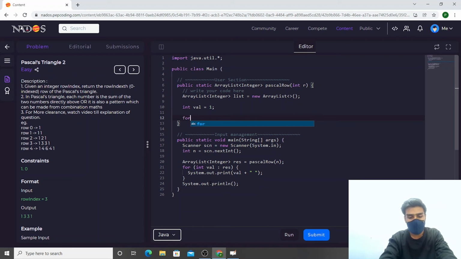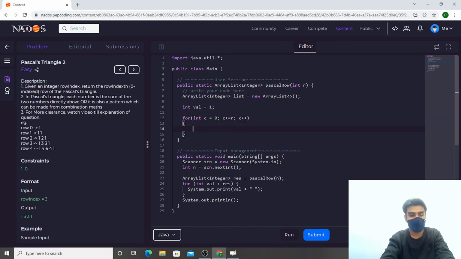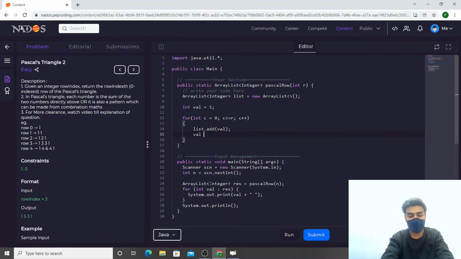So now I will place a for loop over columns, because we have the row r, which is given by the user. Now we have to traverse the columns and create our answer. So I will write c equals 0, c will work till r, and c is incremented. Inside this, firstly I will add my 1, so I will add my value. Then I will create my answer by multiplying the factor inside this.